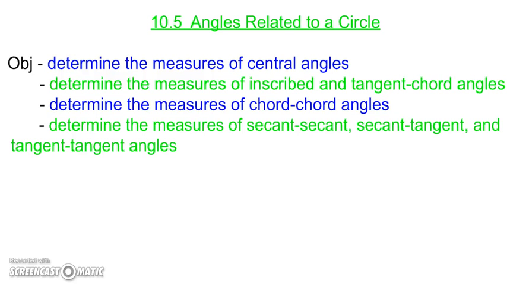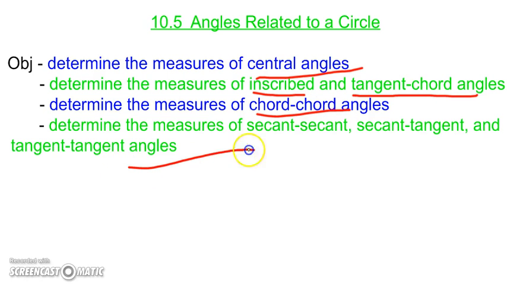Today we're going to talk about 10.5, which covers different angles in a circle. We're going to talk about what the different types of angles are and how to find their measures. We've already talked a little bit about central angles and inscribed angles. We'll talk about tangent chord angles, which are related to inscribed angles, and then chord angles, and then three different types of angles that have their vertex outside of the circle.